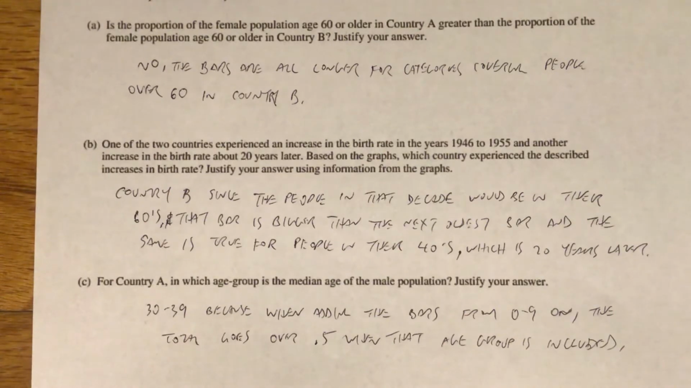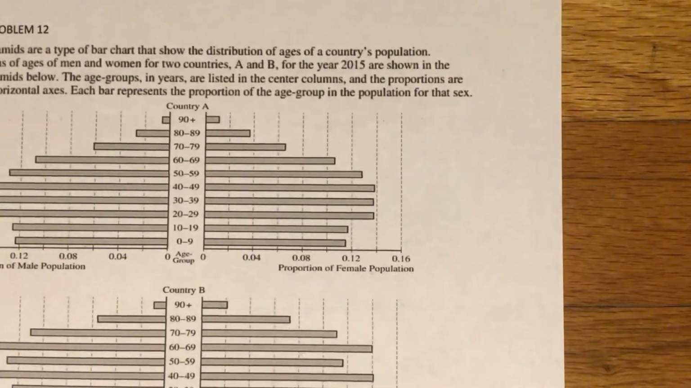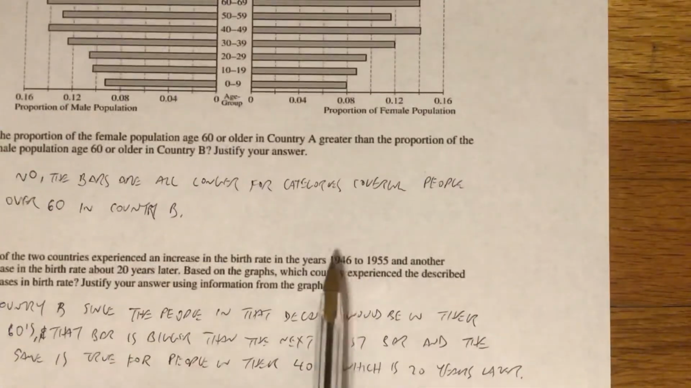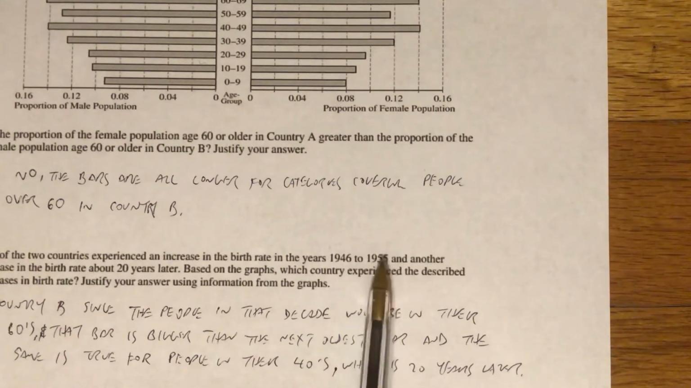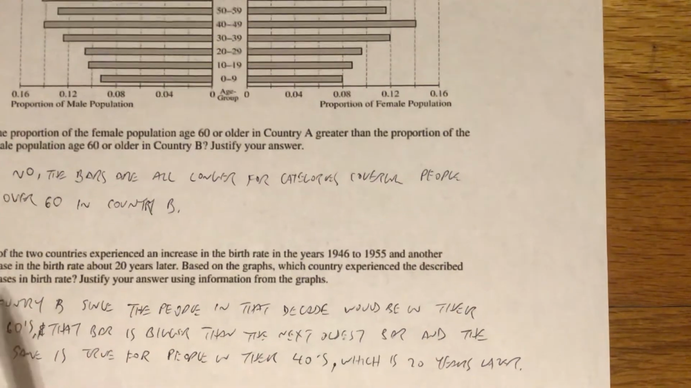Part B asks, well, one of the two countries experienced an increase in birth rate for the years 1946 to 1955, and then another increase in the birth rate roughly 20 years later. Based on what on these graphs, which country was it, and how can we justify it? Well, this is where the 2015 comes into play. Since the year was 2015, we need to figure out how old these people are now. These are people who are 60 to 69 years old. So these are people who are in their 60s.